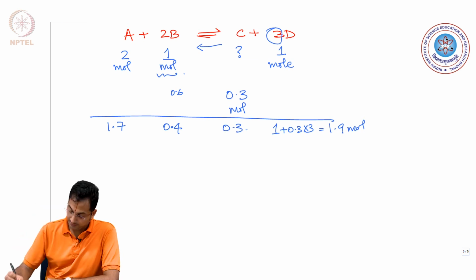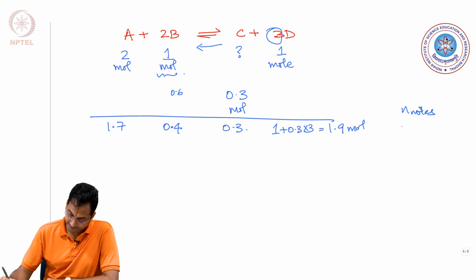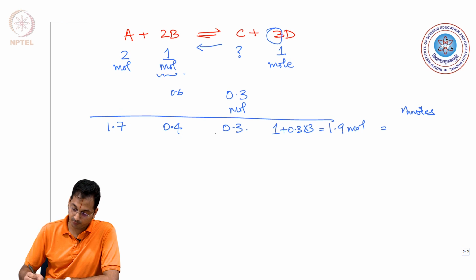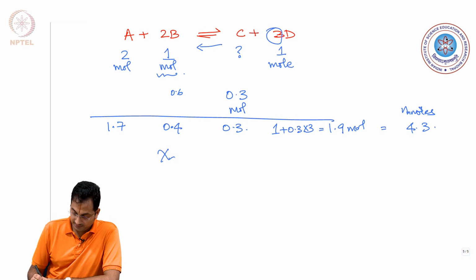Once again, going back, you have a total number of moles which is going to be equal to 1.7 plus 0.4 is 2.1, plus 0.3 is 2.4, plus 1.9 is 4.3 moles. Now, chi C is 0.3 by 4.3.